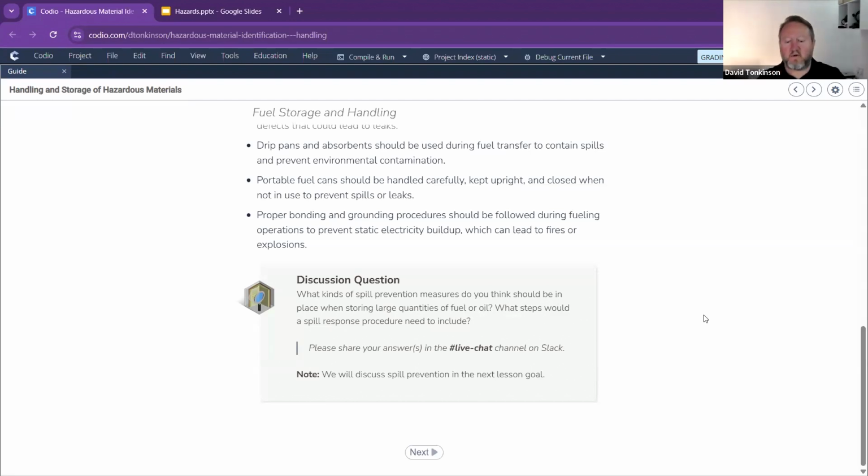So there's a discussion there. So what kind of spill prevention measures do you think should be in place when storing large quantities of fuel? Feel free to poke something into the live chat for this.